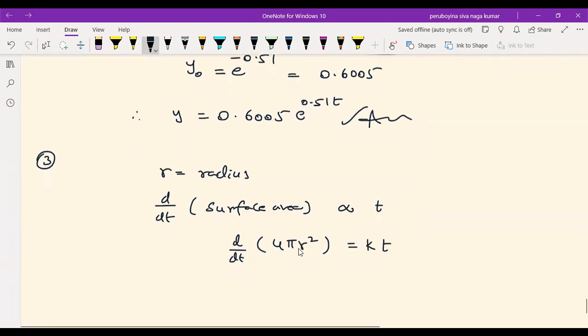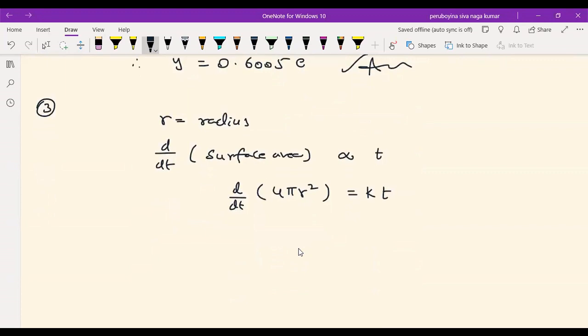You have to find the unknown things here. The main unknown thing is k. We have to calculate the k value. So what we do is integrate to remove this part. If you integrate, then d by dt is removed and you have k into t square by 2, the integration of t, plus c.